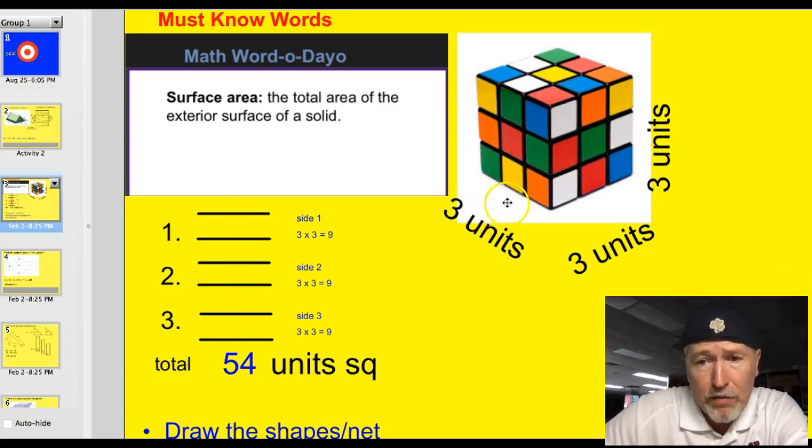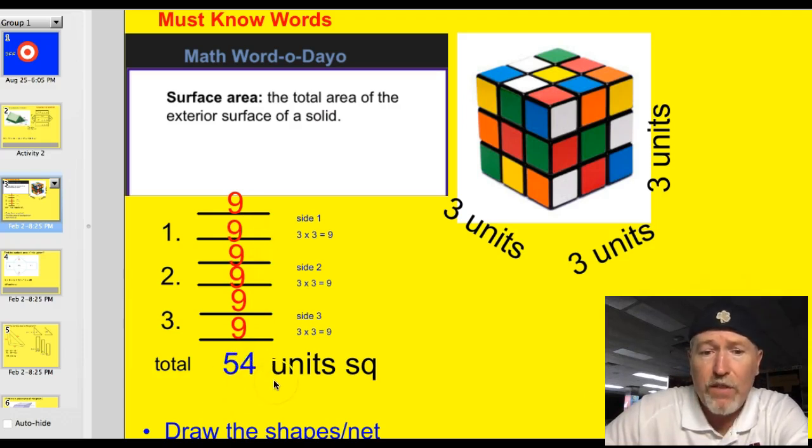The measurements of this, we got 3 units this way, 3 units this way, so we have a total of 9 units on each side. There are 9 square units on each side. We have a total of 6 sides. If we multiply those or add those all up, we have a total of 54 units squared. Or it would take 54 of those little stickers to cover a Rubik's Cube. That is surface area. It's the sum of all the areas of the cube or prism added together.